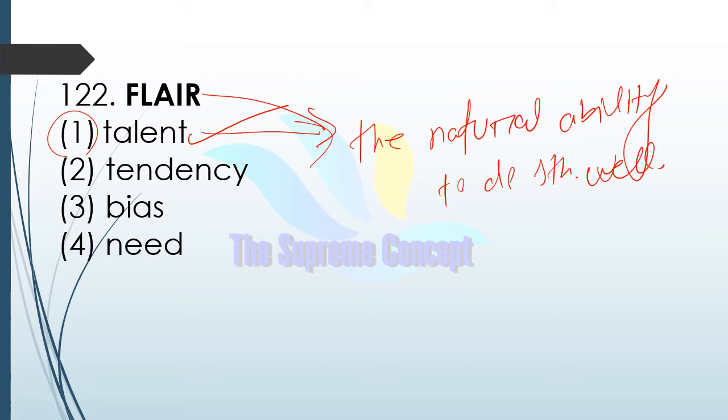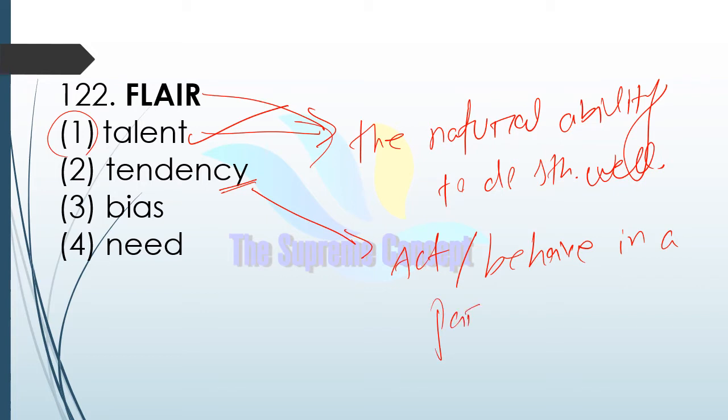And then tendency means behaving or acting in a particular way, or trend. And then bias means inclination, a strong feeling in favor of, or we can say against, somebody or something. It is bias, it is inclination. And then we have need, which we all know means a situation when something is necessary or must.